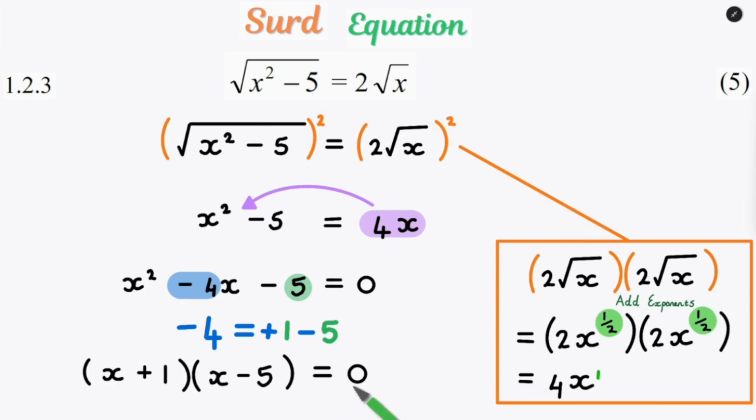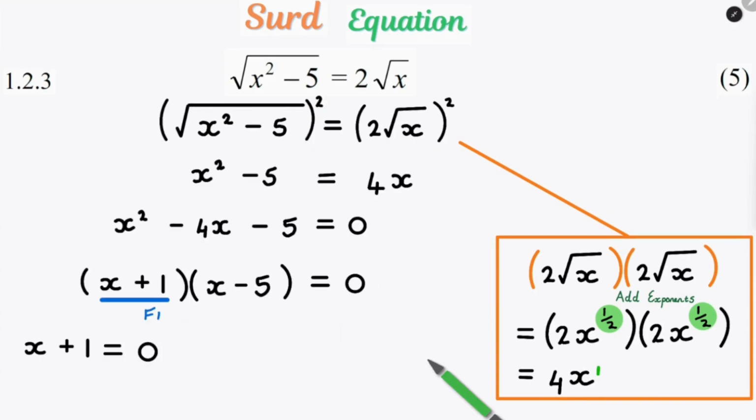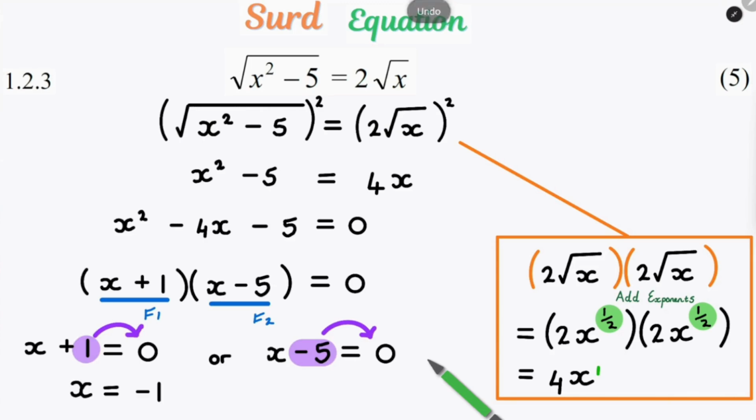Okay, now we hit the old split and solve. So we equate factor 1 to 0, or we equate factor 2 to 0. And then we just move that 1 and minus 5 over to the other sides of the equation to give us our two answers of x equals negative 1 or x equals positive 5.